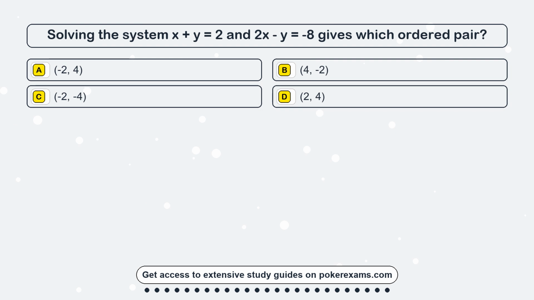Question 12. Solving the system x plus y equals 2 and 2x minus y equals minus 8 gives which ordered pair? Option A, minus 2, 4. Option B, 4, minus 2. Option C, minus 2, minus 4. Option D, 2, 4.